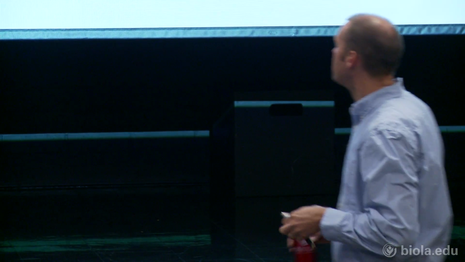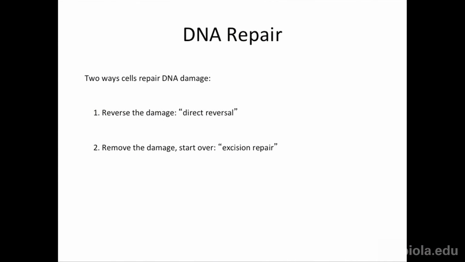Okay. In the context, if it's a defect, though, if it's a mutation, cells have very clever ways of repairing the DNA. And there's 2 main ways to repair DNA damage. Number 1 is reverse the damage by a direct reversal mechanism.